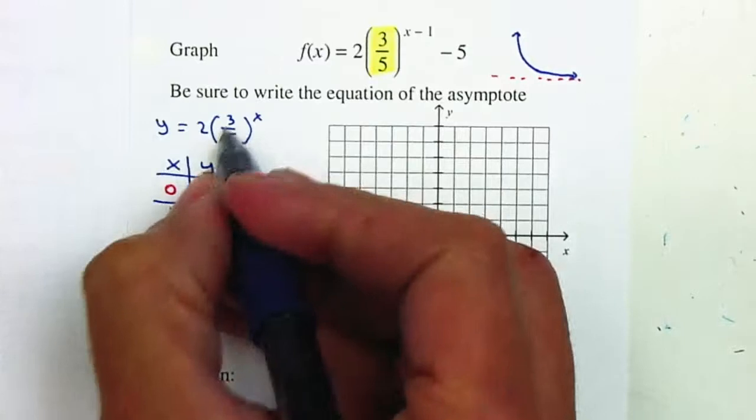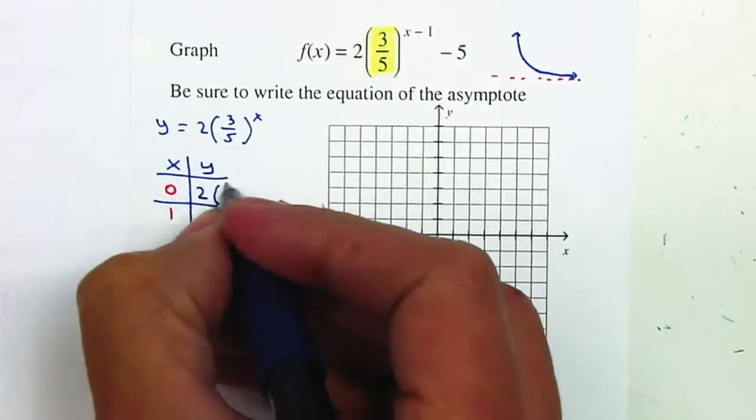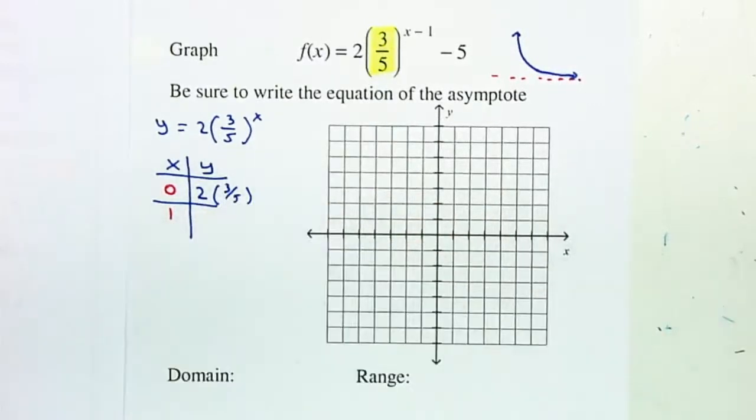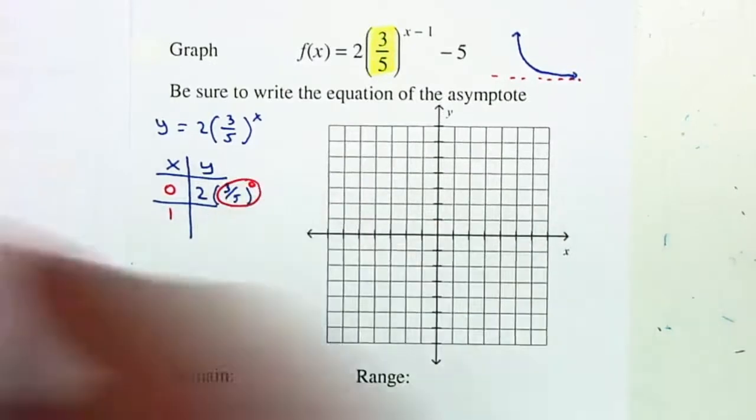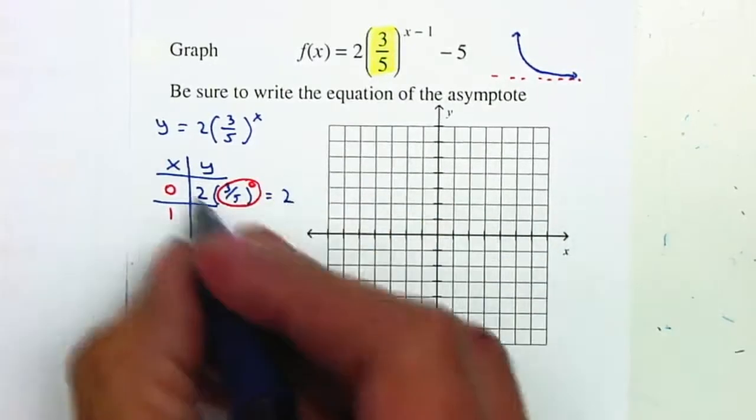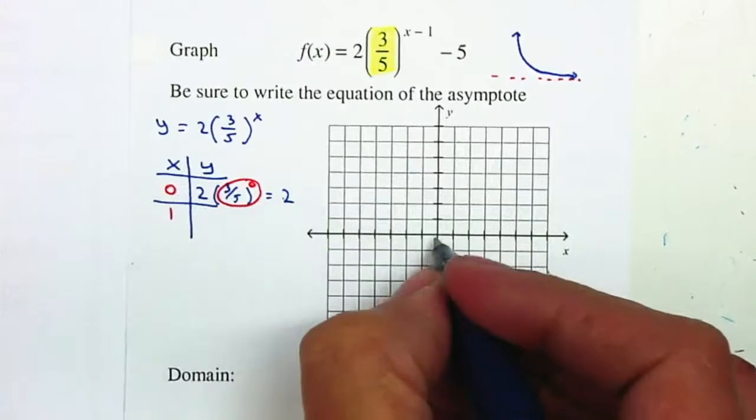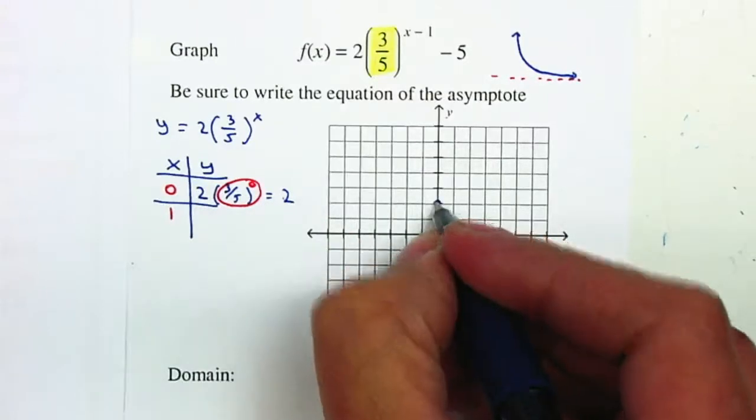If I plug in a 0, it will be 2 times 3/5 to the power of 0. This becomes 1 multiplied by 2, which gives me 2. So (0, 2) is my first point, 0 and not 2.